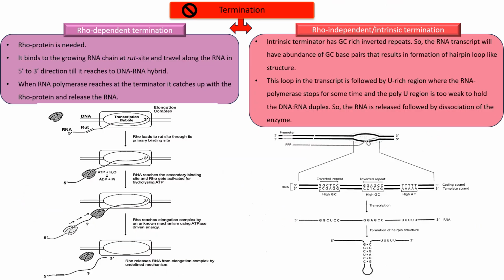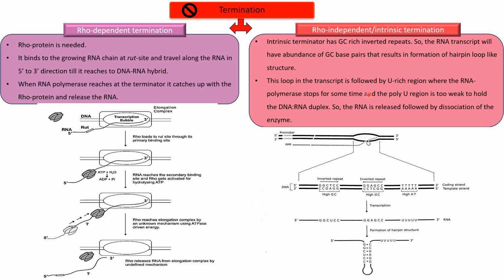Now let's move on to the termination step. When the RNA polymerase reaches the DNA sequence that serves as the terminator, it stops adding new nucleotides and the transcription process terminates. But how exactly does this occur? Bacteria use 2 different strategies for this termination. One is Rho-dependent termination and another one is Rho-independent, or we can say intrinsic termination. Let's talk about Rho-independent termination first.